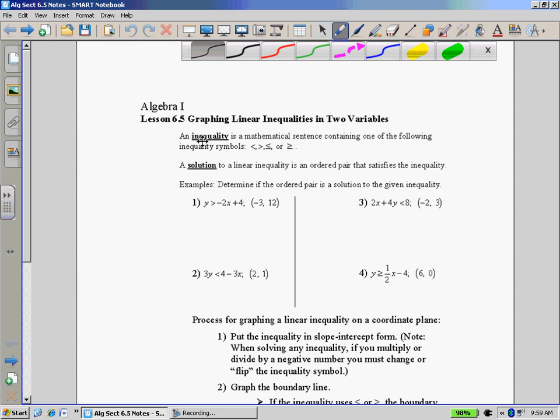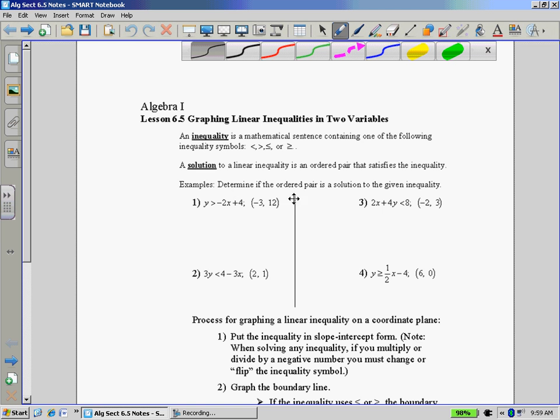So in an inequality, we're going to have one of these symbols: less than, greater than, less than or equal to, or greater than or equal to. A solution is going to be something that we plug in to make a true statement in my inequality. So let's look exactly at what these solutions are.